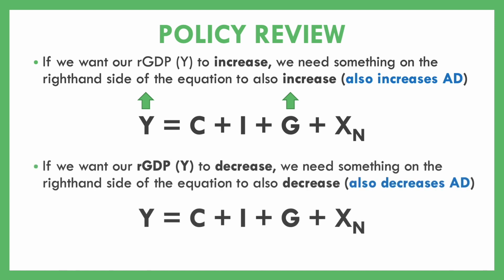But think about it in the other direction. What if we want our GDP to slow? What if we want that to decrease? Well, again, if we want our Y to decrease, we're going to need something on the right-hand side of the equation to also decrease, right? So again, our aggregate demand as a whole is going to decrease. Why? Well, because either the amount demanded by consumers is going to decrease. Maybe it's the amount from businesses, investment spending, that's decreasing. Maybe it's government spending, so anything demanded from the government is decreasing.